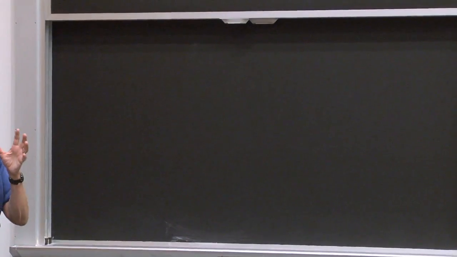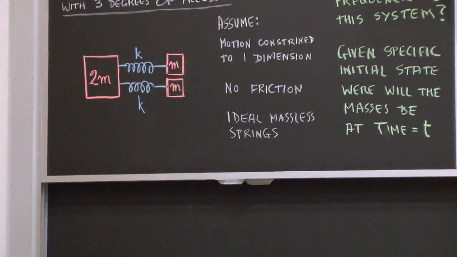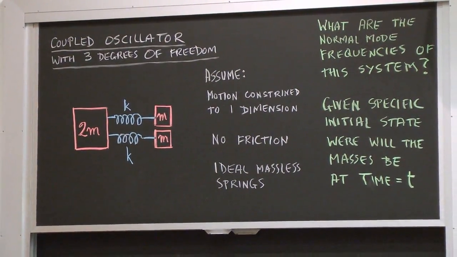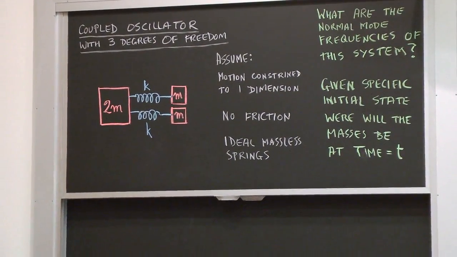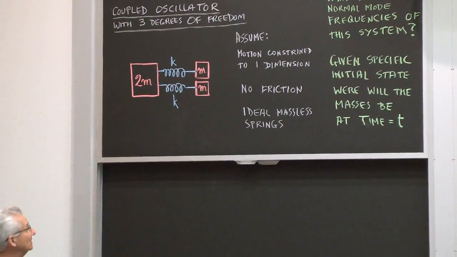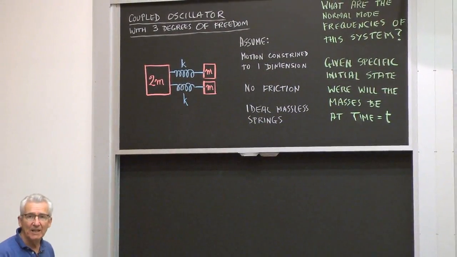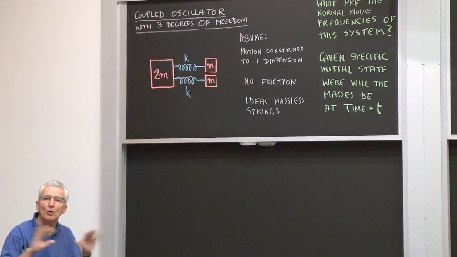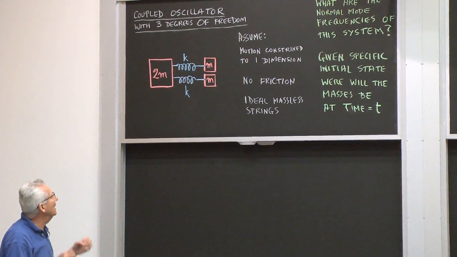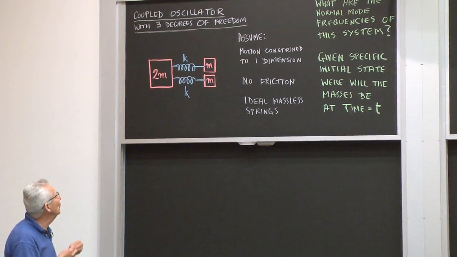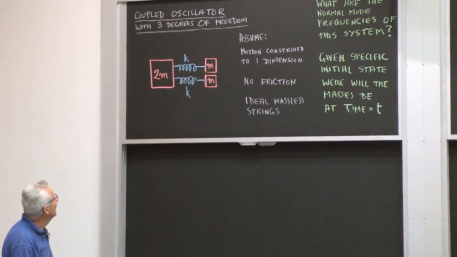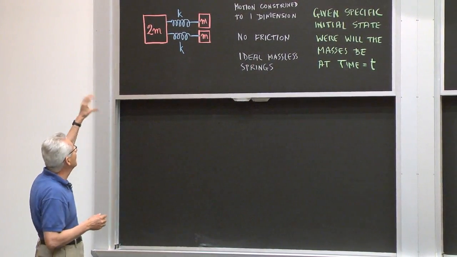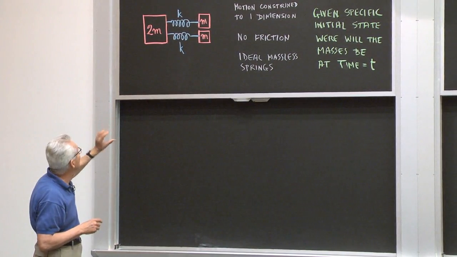Here is a highly idealized system which has 3 degrees of freedom. What we have is a single mass, 2m, and 2 identical springs attached to 2 masses, each of mass m. This is completely idealized. We are assuming there's no friction, that these springs are ideal springs, in other words, they're massless, obey Hooke's law with constant k. We are assuming the system is constrained, so it can only move in one direction, x. It can't move up and down or out from the board.